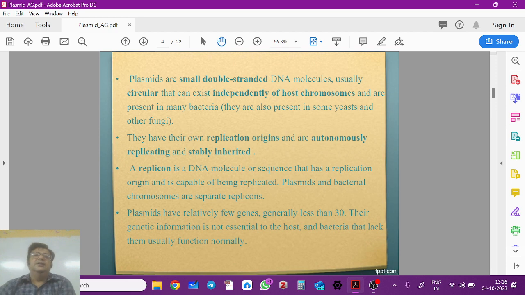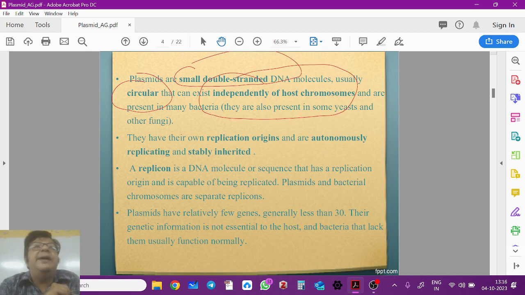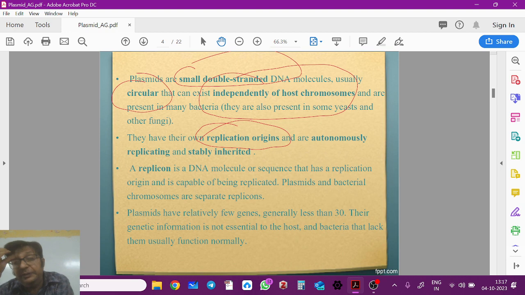Go to the next one. Plasmids are double stranded DNA, they are circular, and they exist independently of host chromosomes. In order to replicate, plasmids are not dependent upon the host chromosomes, meaning the bacterial chromosome. So what do they need? They have their own replication origin, the DNA sequence needed by the plasmid to replicate. DNA polymerase will bind there and replicate the plasmid, though the rates may not be the same. So they are self-replicating or autonomously replicating and stably inherited.